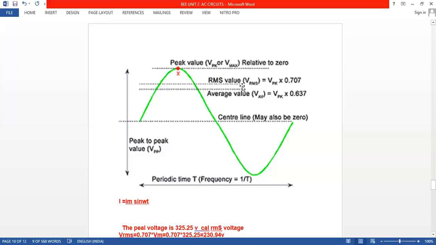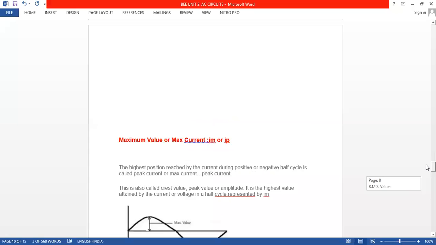Next current is RMS current, we'll discuss. So what is the formula for AC current? Here we have written. Anyone read out? I is equal to Im sin omega t.